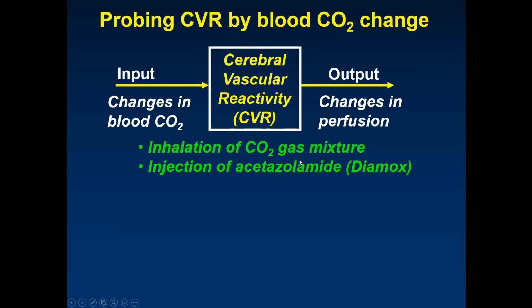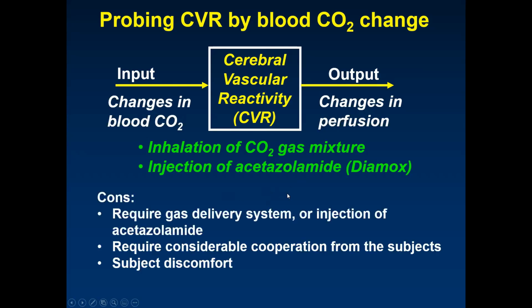The most common ways to induce these blood CO2 changes are the inhalation of CO2 gas mixture or the injection of acetazolamide. However, these two methods require either the gas delivery system or the injection of acetazolamide. And it also requires considerable cooperation from the subjects and may cause subjects to feel discomfort. So these kinds of drawbacks make it difficult for broader clinical applications.